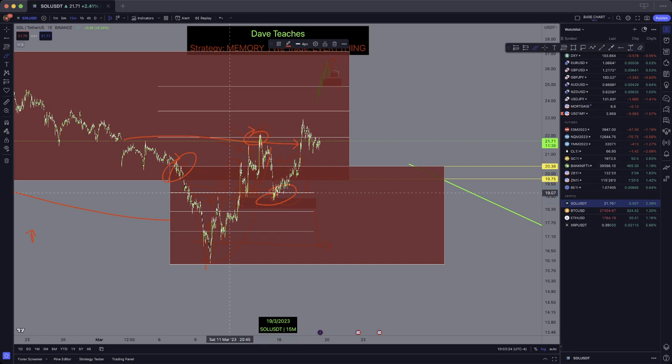Why? First tap, break structure to the top side. Second tap, double bottom, and takes out the high of the first tap that delivered it there. It was video 2. And it's really a matter of remembering this as much as you need to.